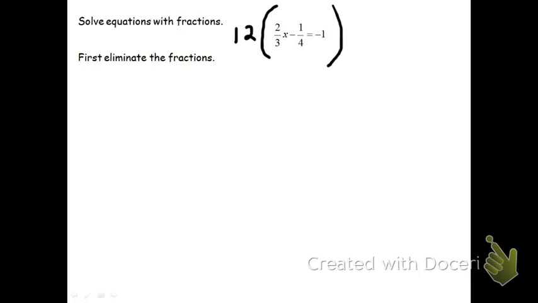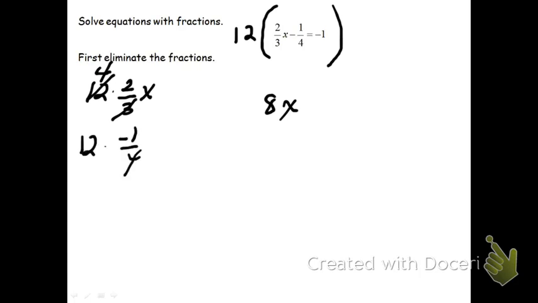Okay, so taking this one step at a time, when I take 12 times the 2/3 x, the 3 will go into 12 4 times, so I get an 8x. When I take 12 times my negative 1/4, 4 will go into 12 3 times, so I'll get a minus 3. And then finally, the last one, 12 times negative 1 is negative 12. All right, so there's my new equation, no fractions.